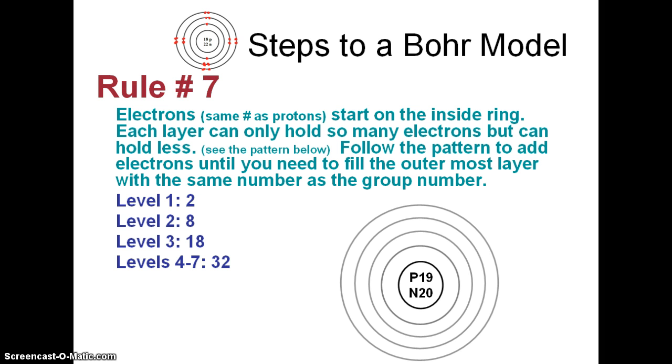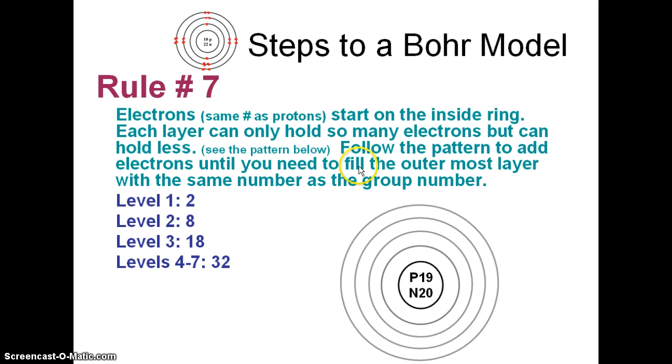All right, so electrons start on the inside ring. This inside ring is where we're going to start putting our electrons. And then there's a pattern to it. So level 1, which is the inside ring, can only hold 2 electrons at the most. Then level 2 can hold only 8 at the most. Level 3 can only hold 18 at the most. And then after level 3, levels 4, 5, 6, and 7 can hold up to 32 electrons. Now you're going to see that potassium doesn't fill this in. It's going to do some more stuff.